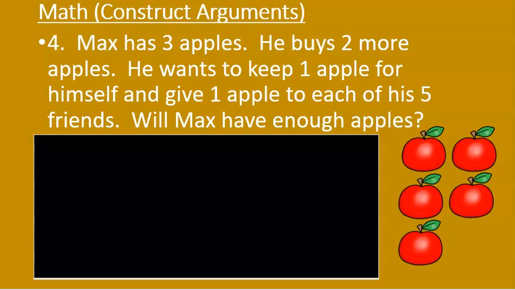Here we go. Read with Mr. Begay. Max has 3 apples. He buys 2 more apples. He wants to keep 1 apple for himself and give 1 apple to each of his 5 friends. Will Max have enough apples? Now, here's what we have to do, first graders. Let's break this apart sentence by sentence, okay? Let's come back up here. Read with Mr. Begay. Max has 3 apples. How many apples does Max have? He has 3 apples now, so watch.